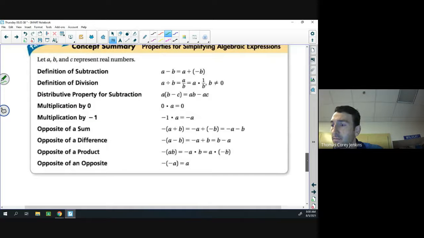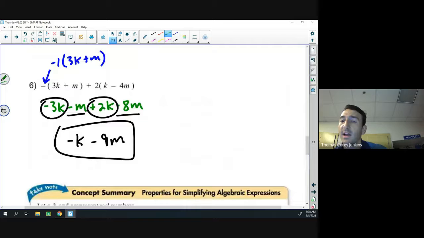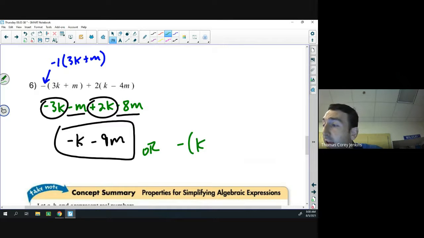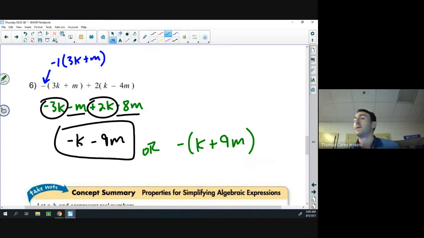One of these. Whatever property I'm looking for, you may have to rewrite this at times, where you basically use the distributive property to rewrite this as negative k plus 9m. Okay, so that's something you'll have to do at times. All right. So if you entered it as negative k minus 9m on MathXL, it said your answer is equivalent to the right answer, but it's not in the right form, that's what they would be looking for. Okay. So that's all I have.